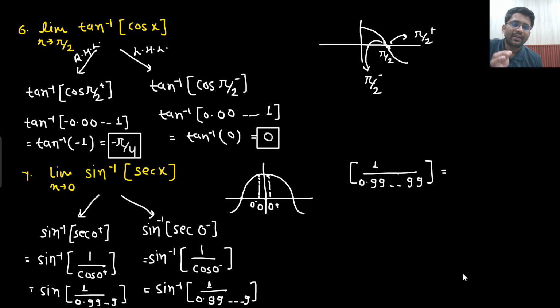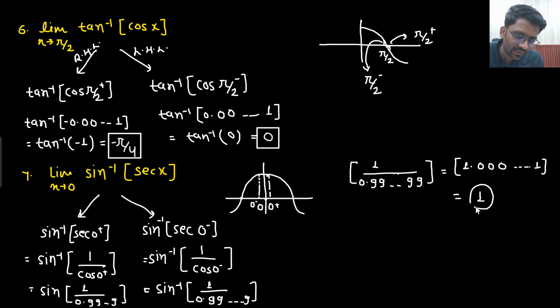This value will be just greater than 1, no? Just do this calculation: 1 by 0.9999999, with the 9 put too many times. It would be just greater than 1, something like 1.00001. So what will be the integer? That will be 1 only. So this side will throw 1, and this side will also throw 1 only.